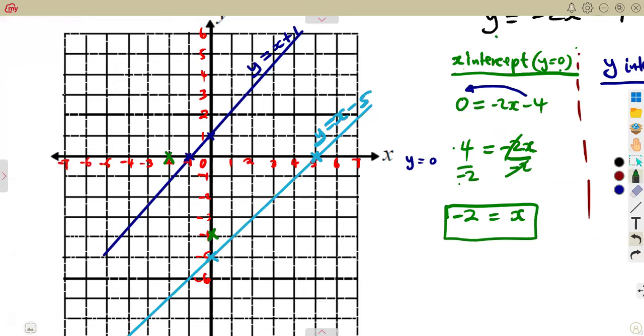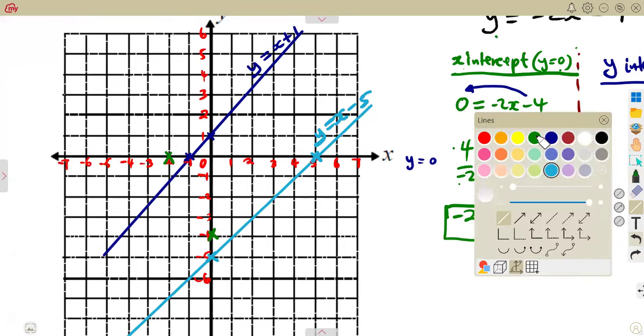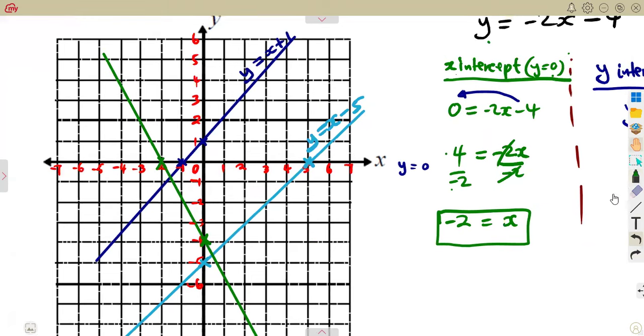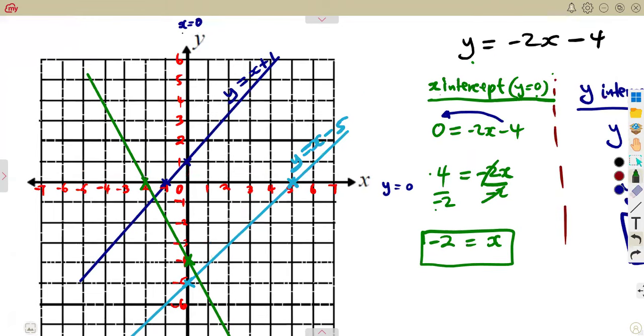These 2 points are actually enough for us to draw a straight line passing through the points. Just something like that. All right, something like this. So after that, write the equation of the line. Y is equal to what? Y is equal to -2x -4.